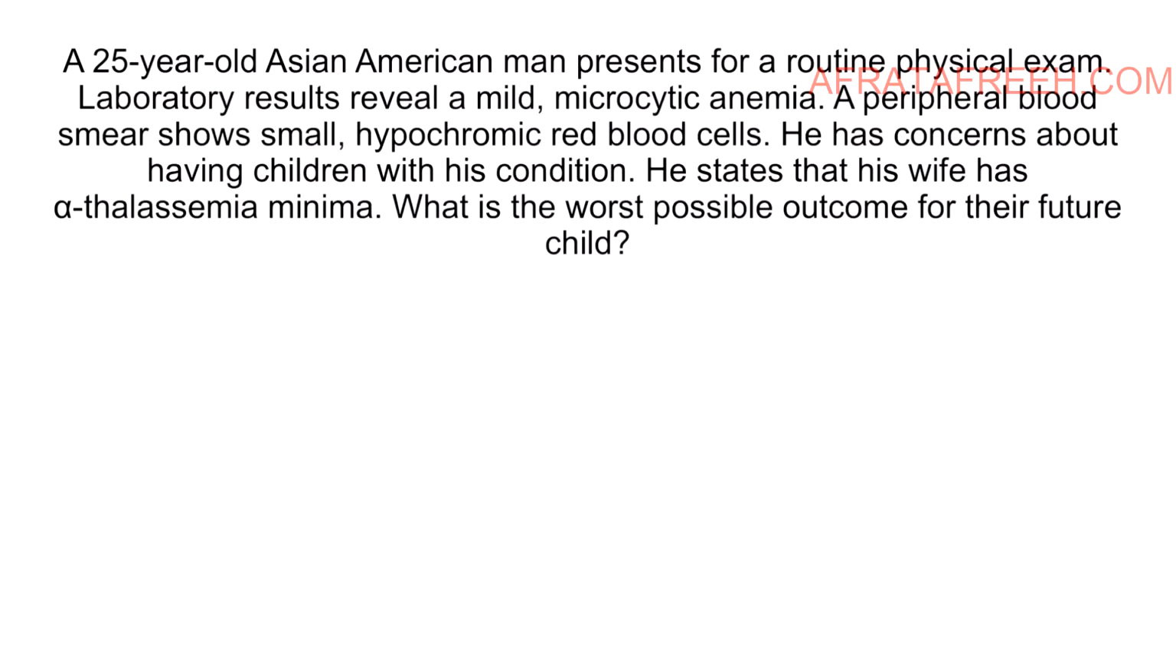A 25-year-old Asian American man presents for a routine physical exam. Laboratory results reveal a mild microcytic anemia. A peripheral blood smear shows small hyperchromic red blood cells. He has concerns about having children with his condition. He states that his wife has alpha thalassemia minima. What is the worst possible outcome for their future child?